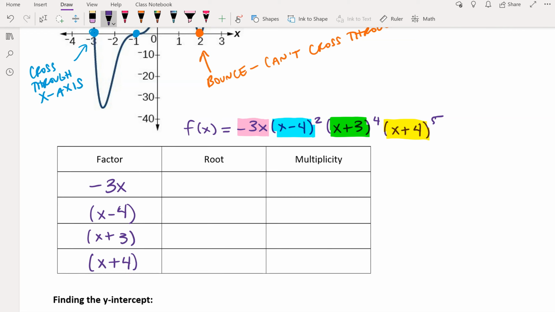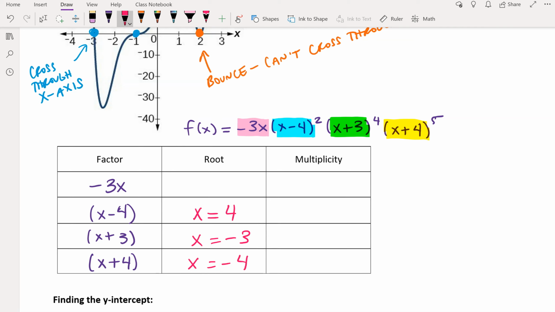Now let's write the roots. What's another word that's the same as root? The roots are the zeros, the x-intercepts, the solutions. So let's start with the second factor, x minus 4. What does x equal? What do you do to get the roots? You flip the sign. So x equals 4. For the third factor, x equals -3. For the fourth factor, x equals -4.